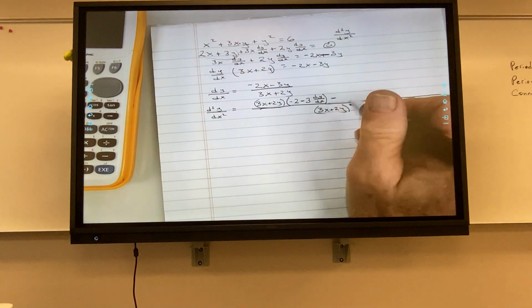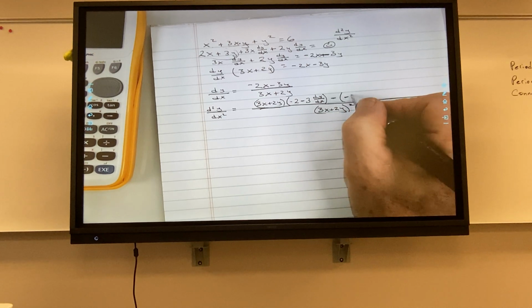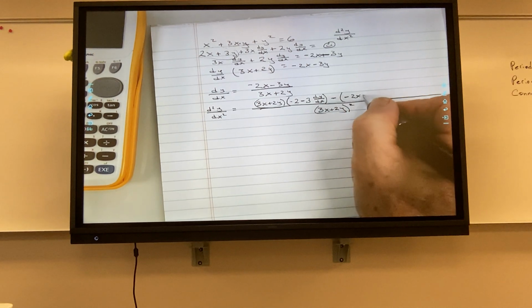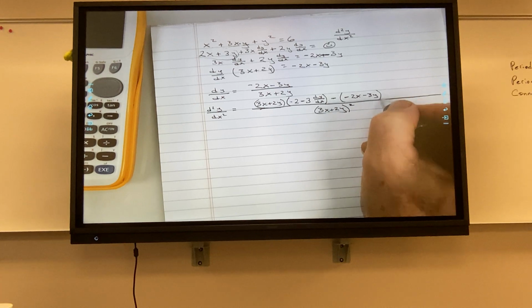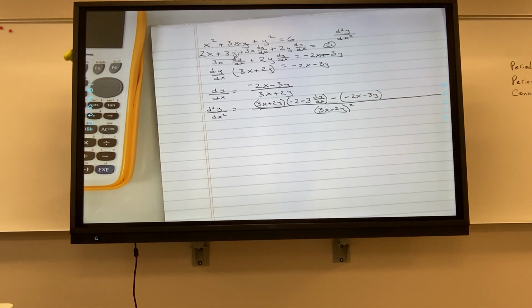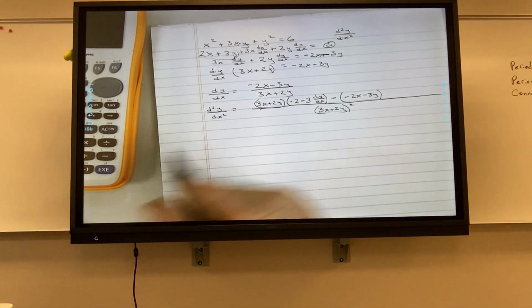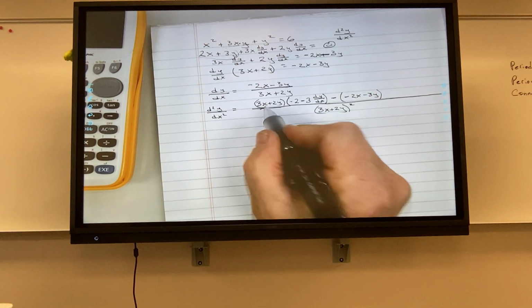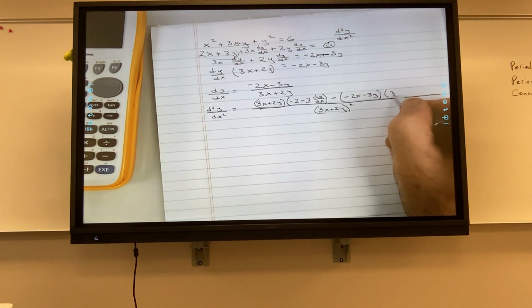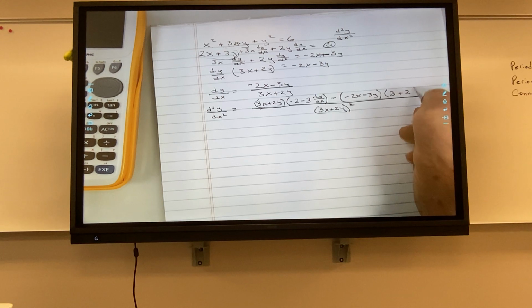Minus a negative 2x minus 3y. Correct? Times the derivative of this, which is 3 plus 2 dy over dx.